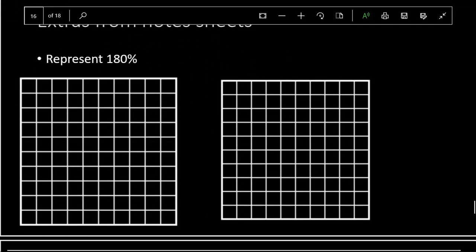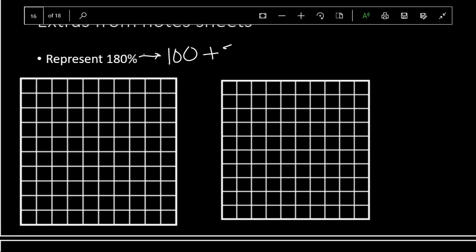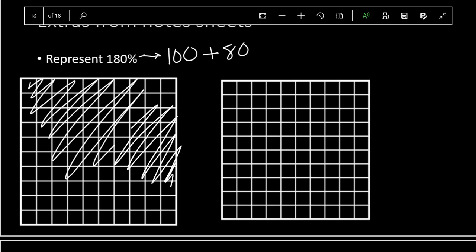So the first question was to represent 180%. So they gave you 100s grids, so we need to break down 180% because it can only be 100 maximum. So we're going to break it down into 100 plus 80. So this whole first one gets shaded in. But that whole one gets shaded in.